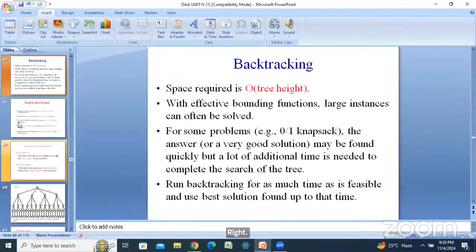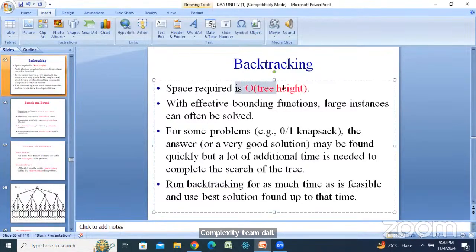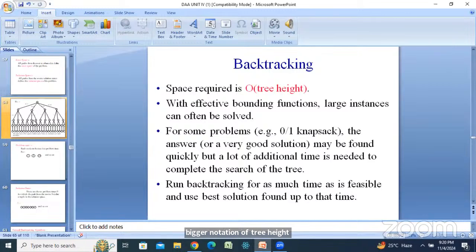Okay, so we have done about backtracking. It is nothing but space required is complexity. మీకు నాకు తెలిసి మీకు గుర్తుండాలి. Time complexity అంటే ఏంటి, సారీ big O అంటే ఏంటి, this is nothing but the notation, big O notation of tree height.